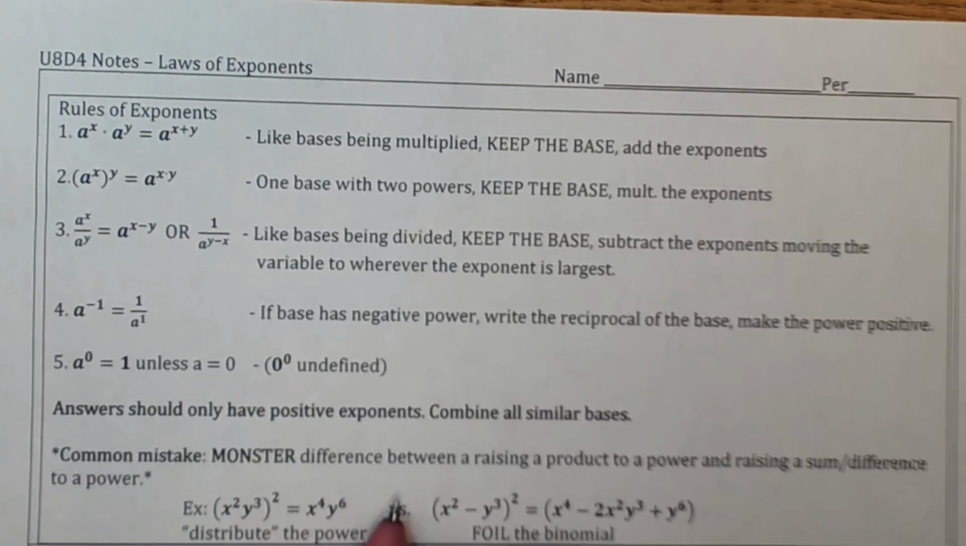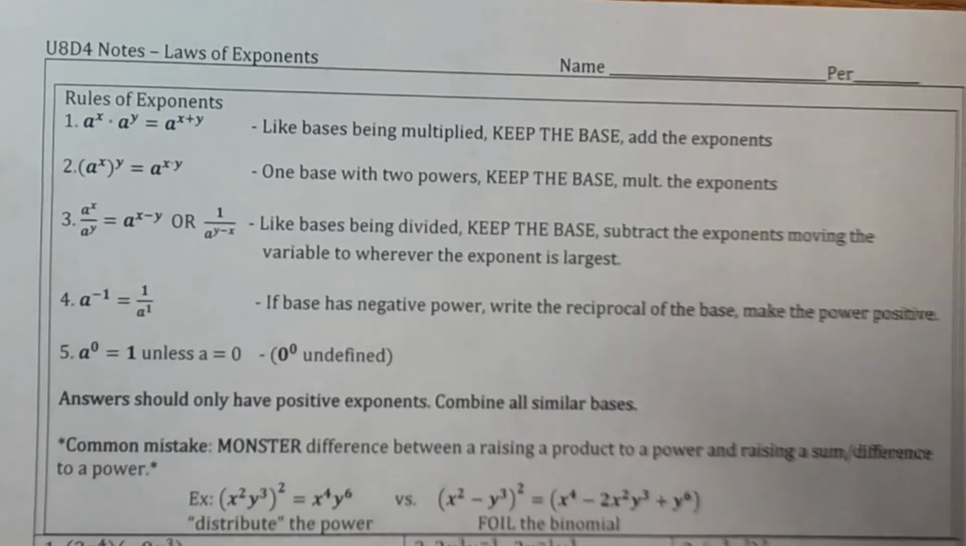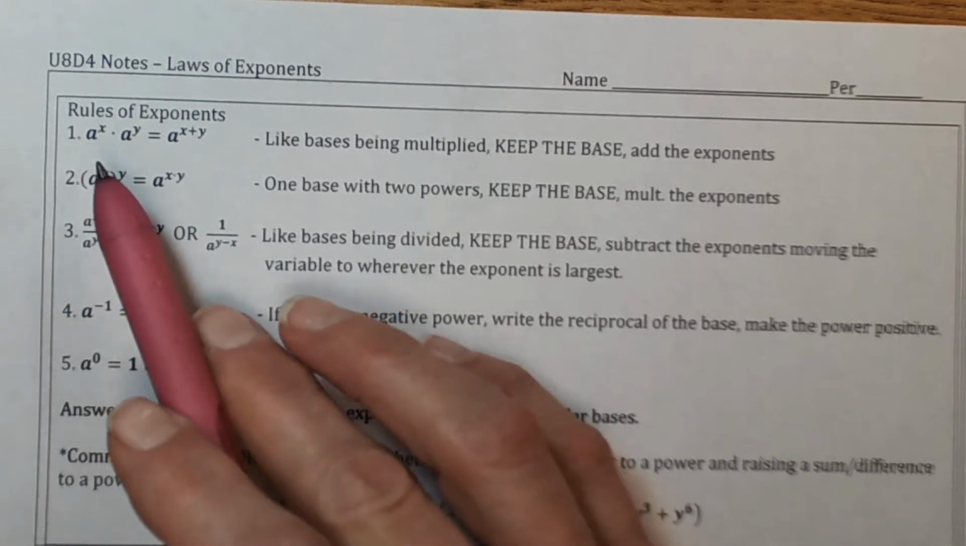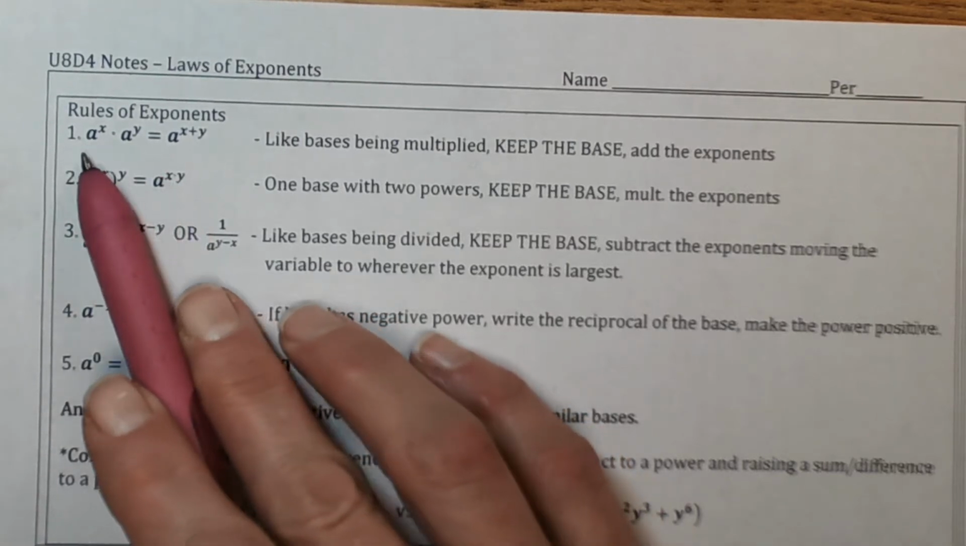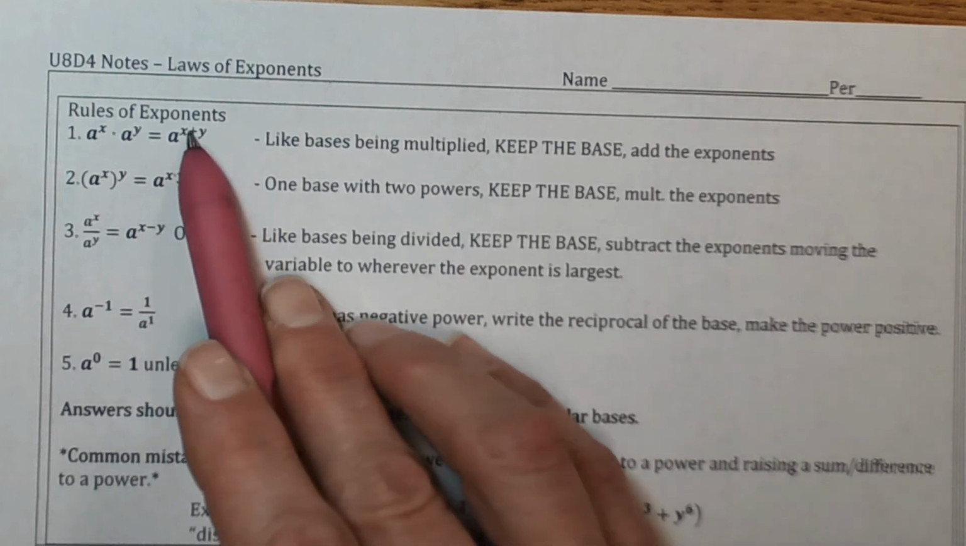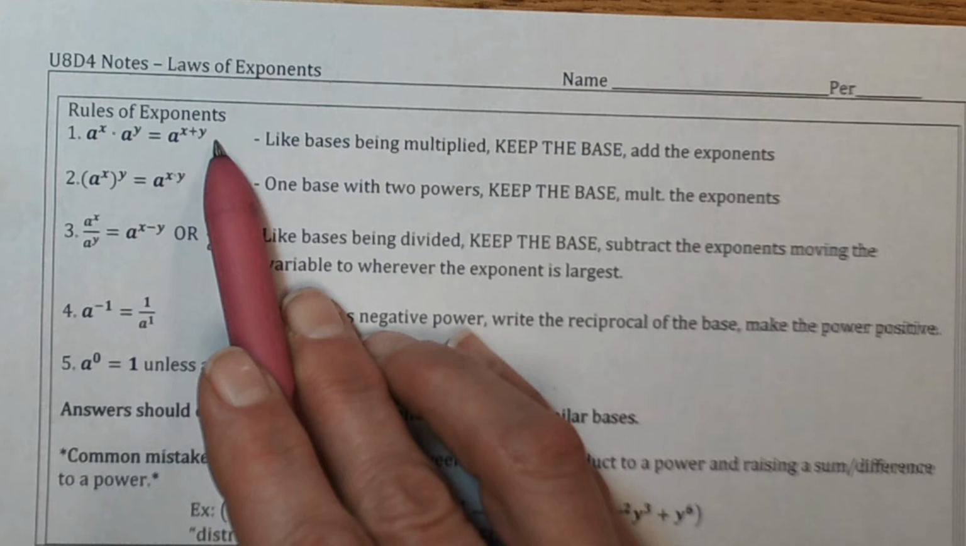Today we are reviewing the laws of exponents. So we'll just go through what the laws are and then we'll go down and practice some of them. First of all, when you have the same base and you're multiplying, the exponents get added. So you keep the base, don't change the base, and just add the exponents.